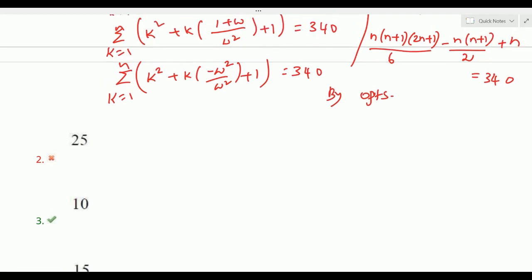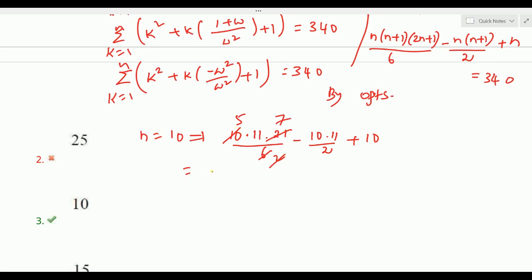బై ఆప్షన్స్ వెరిఫికేషన్ n is equals 10 పెట్టాను అనుకోండి. సో దట్ ఈస్ 10 ఇంటూ ఫస్ట్ టర్మ్ 10 ఇంటూ 10 ప్లస్ 1 11 ఇంటూ 2 10s 20, 20 ప్లస్ 1 21 బై 6, మైనస్ సెకండ్ టర్మ్ 10 ఇంటూ 10 ప్లస్ 1 బై 2, థర్డ్ టర్మ్ ప్లస్ 10. ఇది 340కి ఈక్వల్ అవుతుందో చూద్దాం. 2 3 2s 3 7s 2, therefore this is 5 into 77 minus 2 5s 55 plus 10.